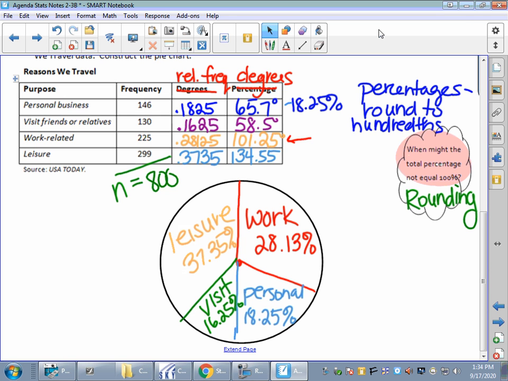Pie graph. We look at them all the time. We don't often construct them. I hope that you knew how to figure out degrees. If not, I hope you know how to figure out degrees using your relative frequency.